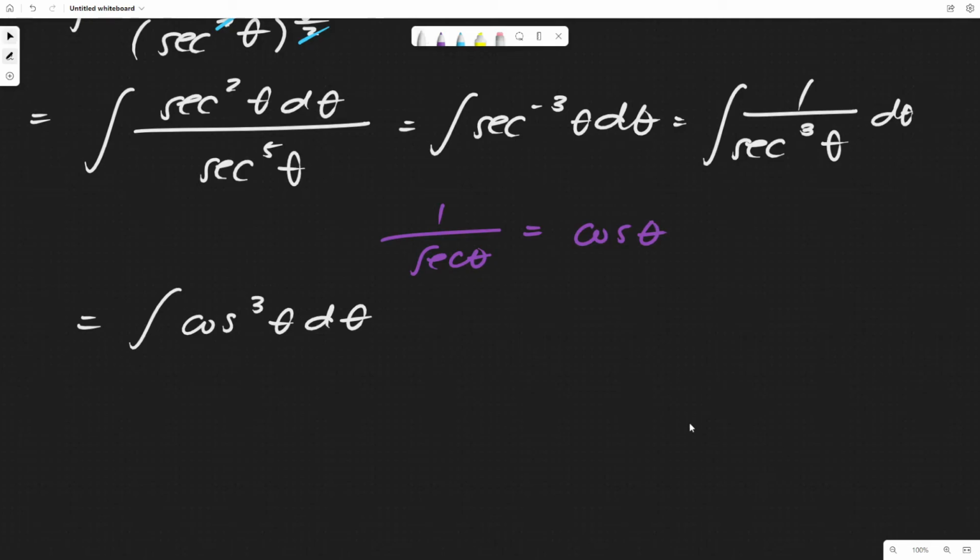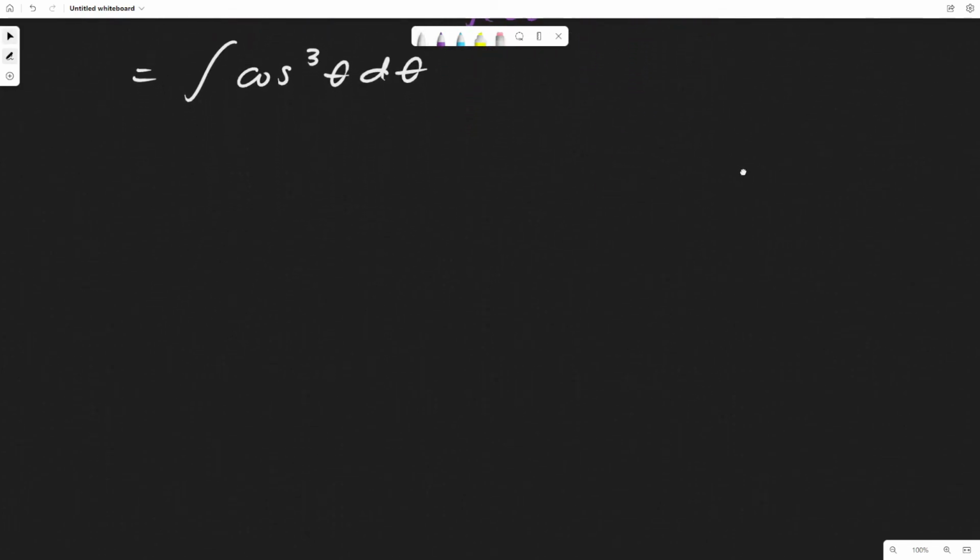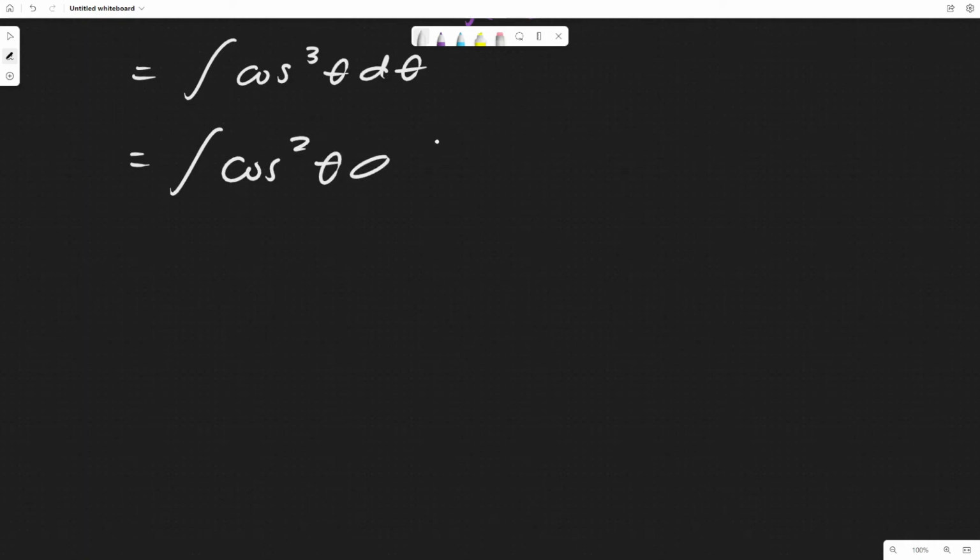Okay? So, paano natin ito i-evaluate ngayon as an integral? Magbabawas tayo ng isang cosine theta dito. So, we have cosine squared theta cosine theta d theta.